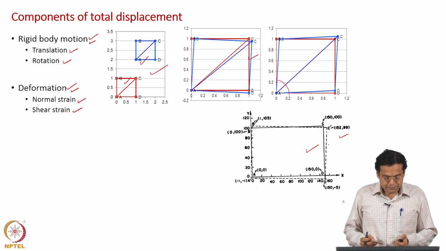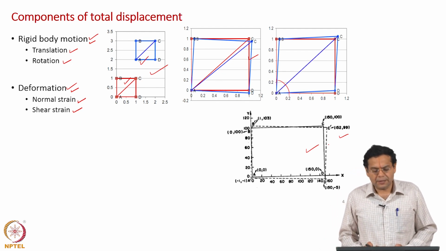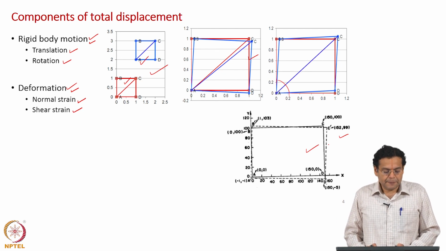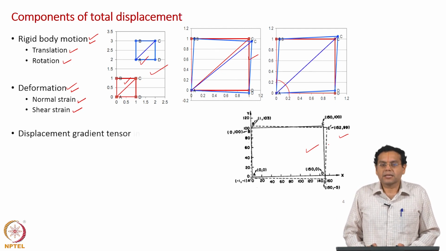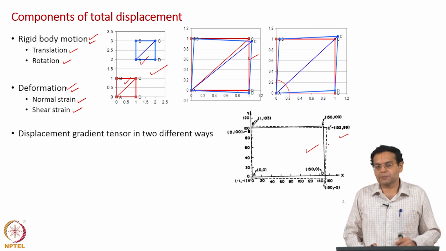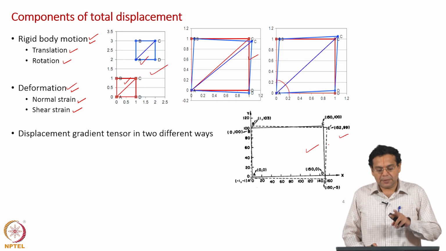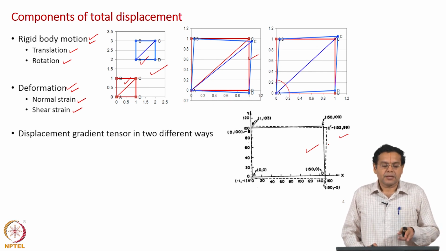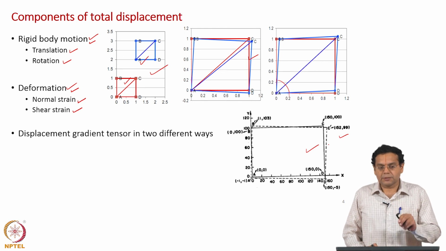Now, how are we going to do this? The way in which we are going to do this is to express the displacement gradient tensor in two different ways. We will take the displacement gradient, express the displacement gradient tensor in two different ways, and then achieve our objective of splitting the displacement into rigid body motion and deformation. That is how we are going to do it.